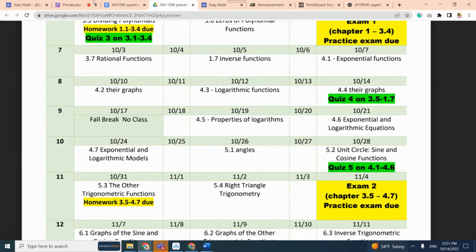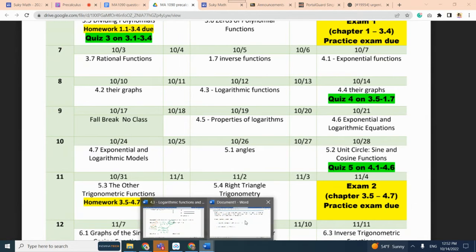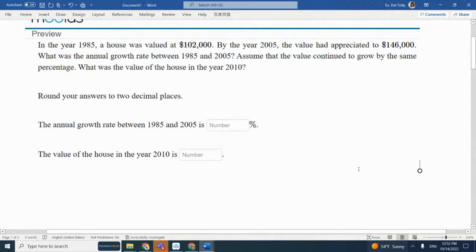One of you asked me this question, and I think this question is very good, so let's go over it together. This is from your homework 4.1, question 10. Some of the homework questions are in a group, and then Mobius will generate one question from the group. So some of you might have this question on your homework, and some of you might not. Let's all look at this together.